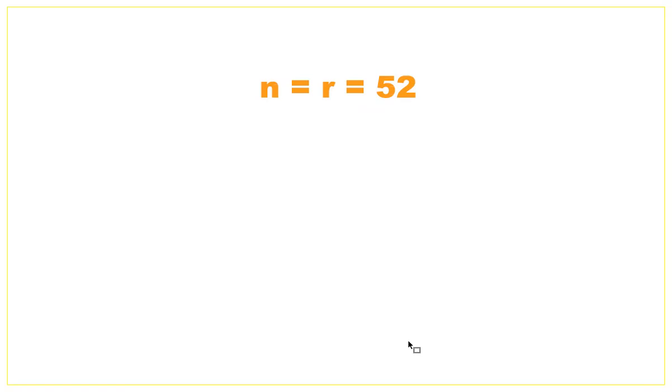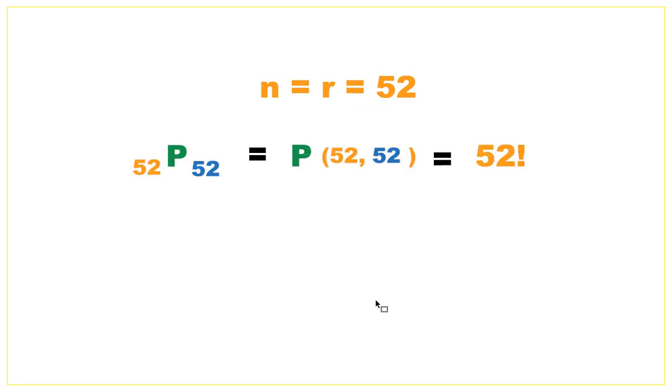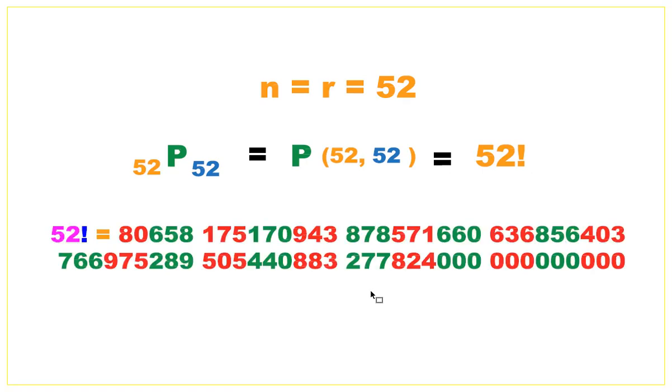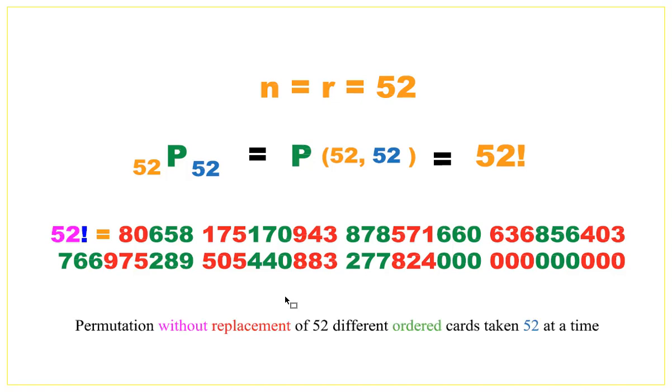Now we have n equal to r equal to 52. We substitute in the formula and we compute this number, which turned out to be a huge number. This number represents permutation without replacement of 52 different ordered cards, taking 52 cards at a time.